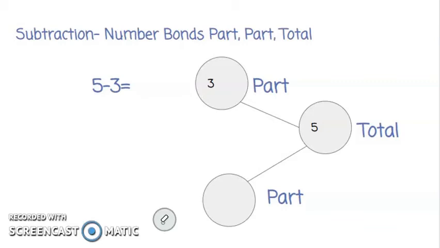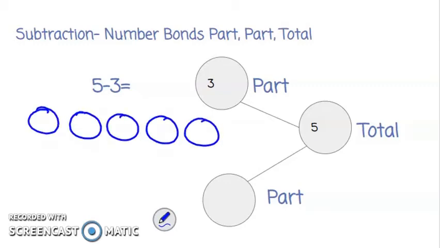Students can also use number bonds to subtract. In this example, we see the number bond with a missing part. Let's continue and take that further. Here, the student may record that they have 5, like this. And they notice that they have 3 as one of the parts. We're going to take away that 3. And that leaves us with 2 for the other missing part.